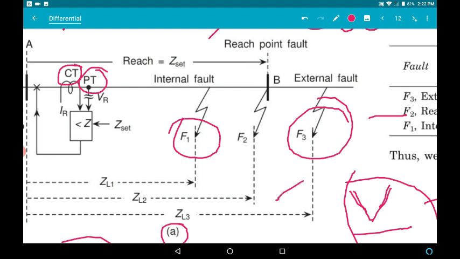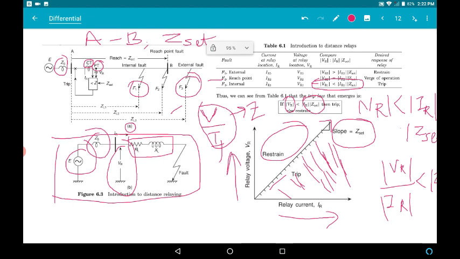So Z set, or the setting of the relay, is very important. Based on this setting, the relay will either trip or not trip. This is the characteristic of a simple impedance relay. So the impedance relay is one of the basic relays used for transmission line protection.